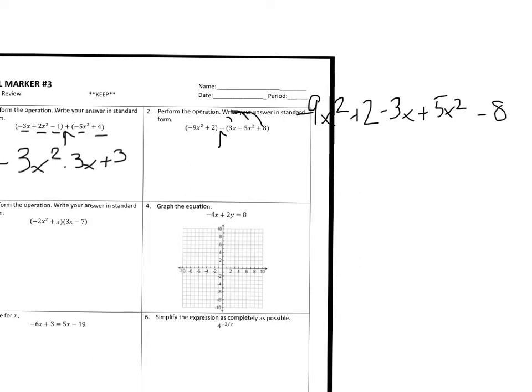Now I'm just going to go through and find my like terms. Start with the highest degree, x squared. Negative 9x squared plus 5x squared is negative 4x squared. Go to my x's, negative 3x, that's about it. And then my constants, positive 2, negative 8 gives me a negative 6.